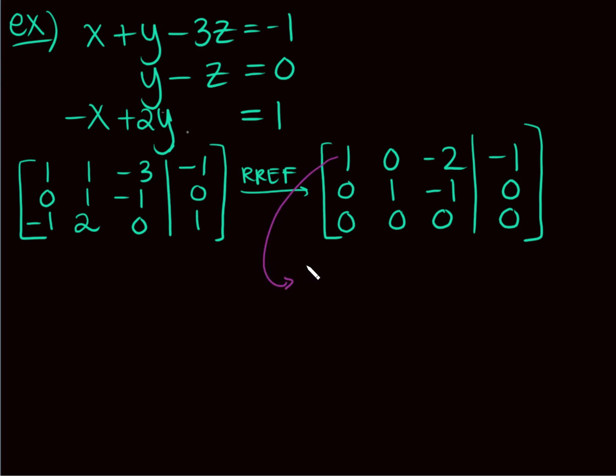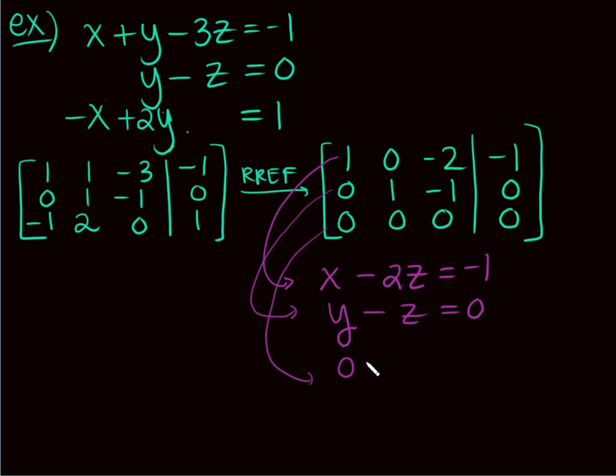Let's look at what this first row tells us. This first row tells me that 1x plus 0y's minus 2z equals -1. The second row tells me that y minus z equals 0, okay? And then this third row tells me just that 0 equals 0, which is a true statement. So this is what we call in linear algebra the presence of a free variable here. So there are an infinite number of solutions to this, and we saw this notation before.